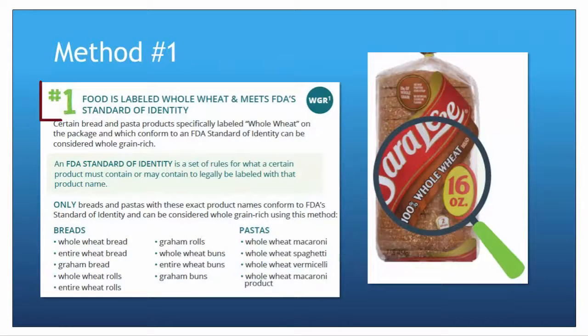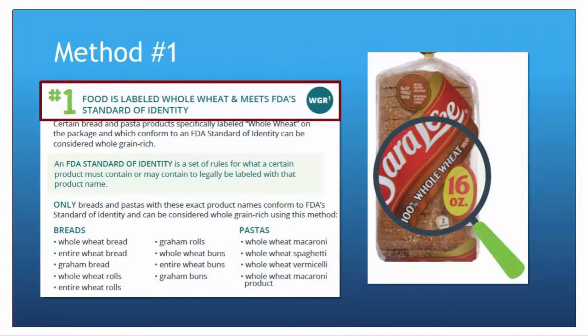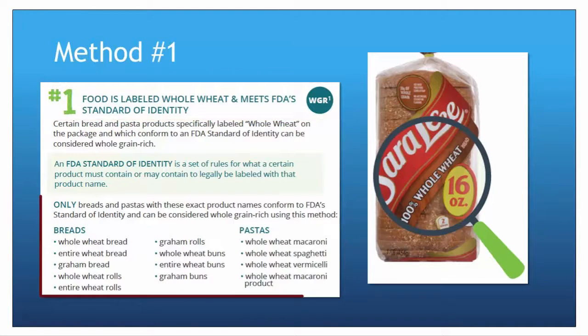Method 1. Products labeled whole wheat that have a standard of identity issued by the FDA are considered whole grain rich. Only breads and pastas with these exact product names meet the FDA standard of identity to be considered whole grain rich.